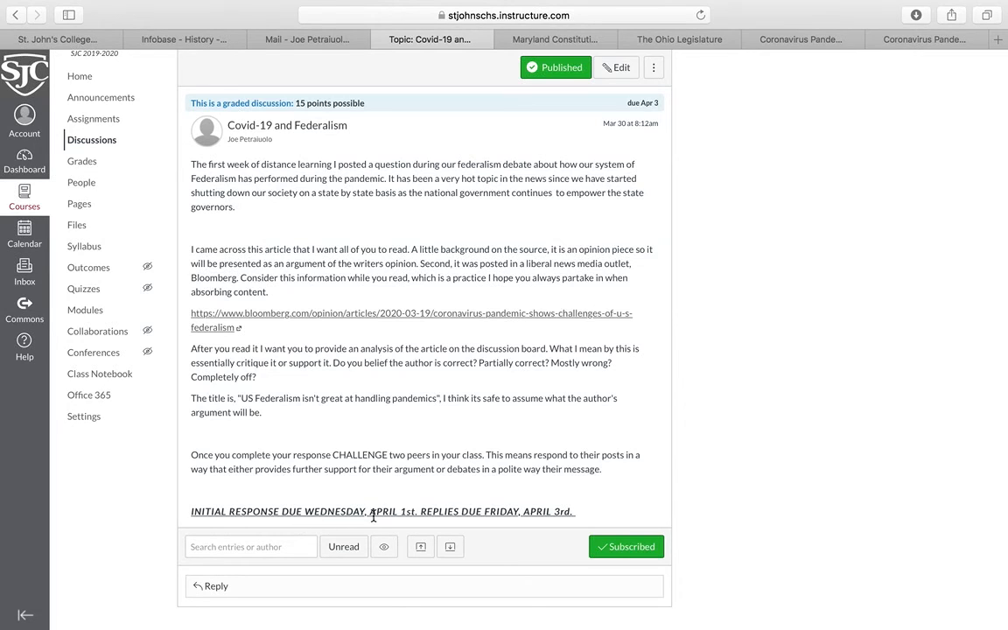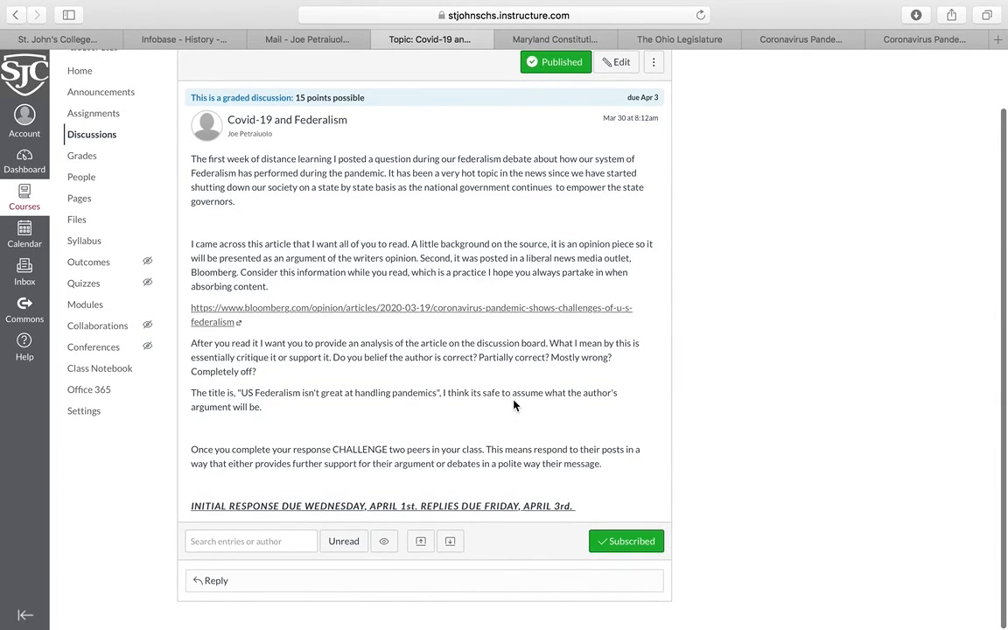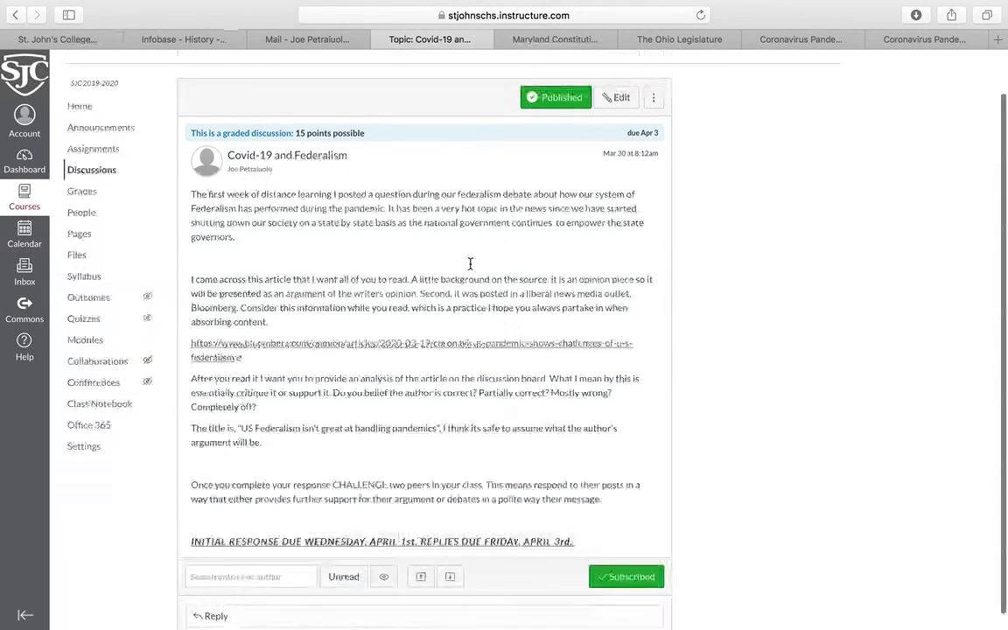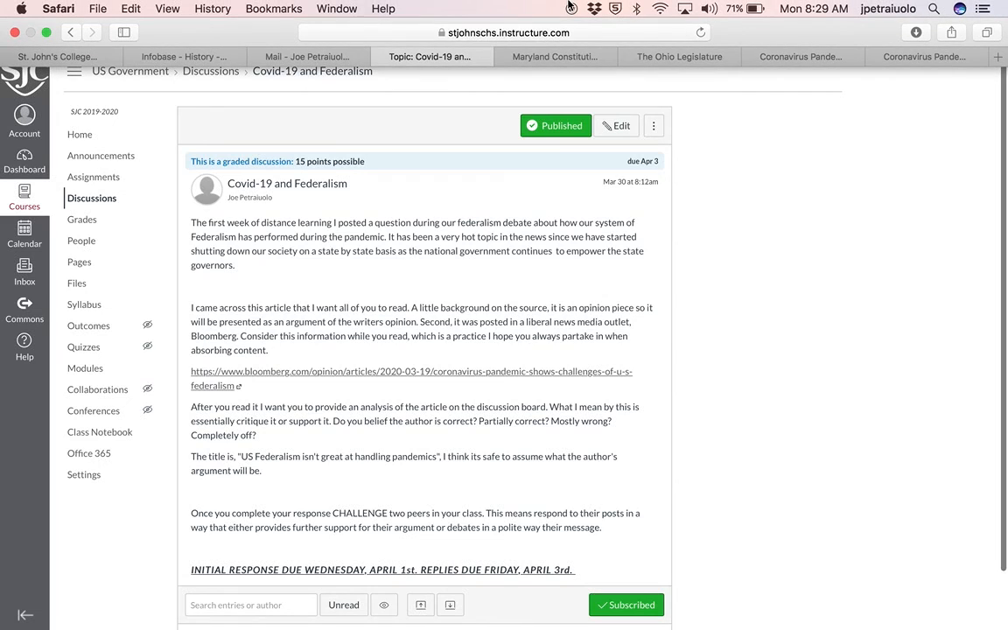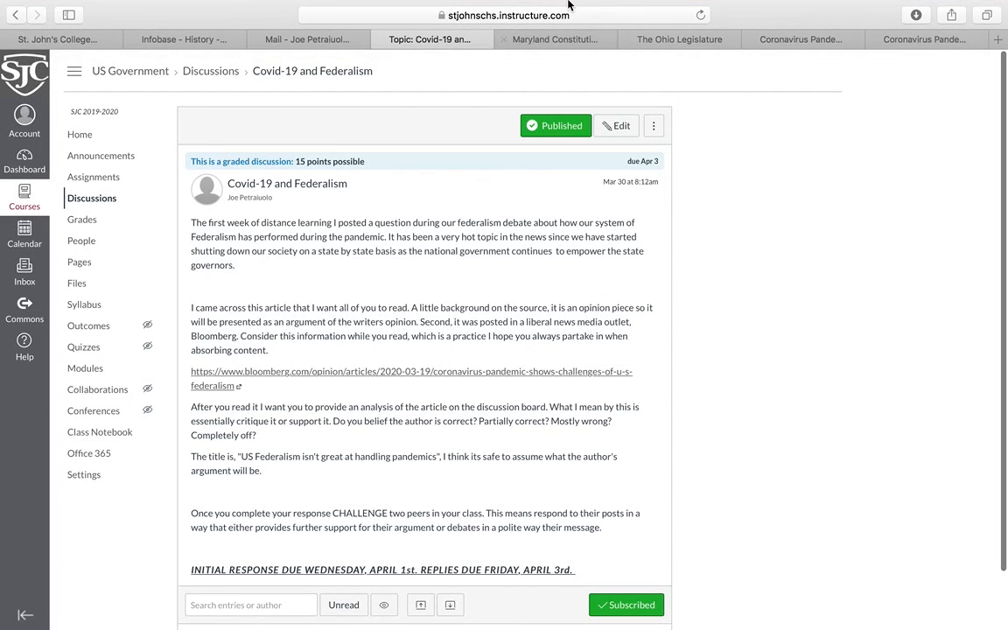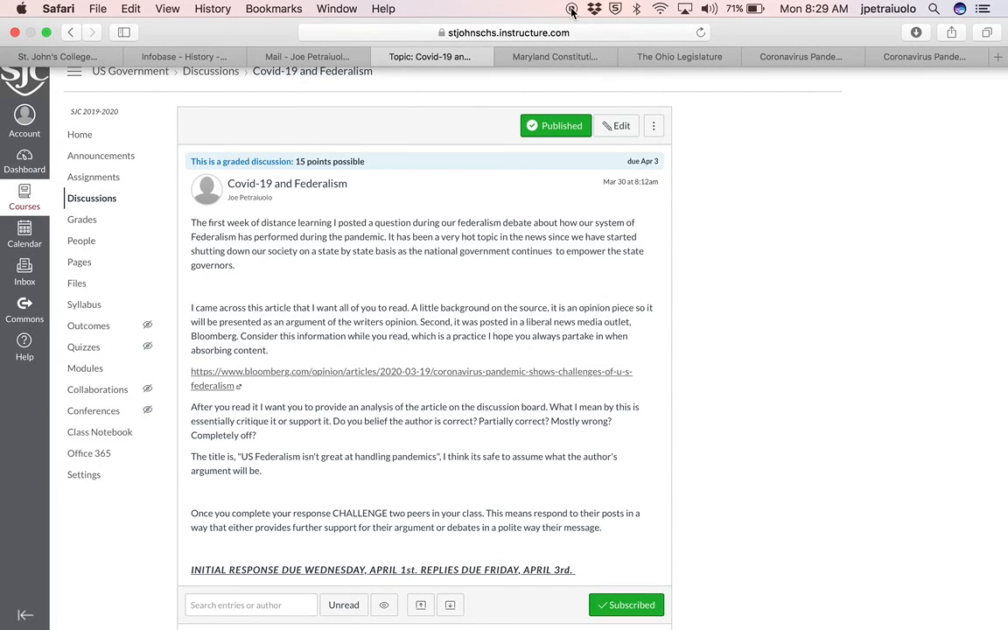Understand your initial response will be due April 1st and replies will be due April 3rd. Now, as far as the length of this, I think a well thought out paragraph. It doesn't need to be multiple responses, but lay out a good argument that could either be disputed or supported. All right, so anyway, that's what we're doing this week. If you have any questions, feel free to reach out to me, and I'm more than happy to help you.